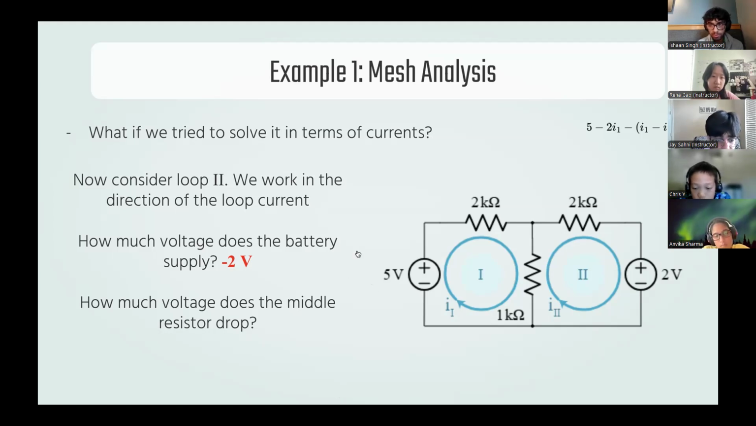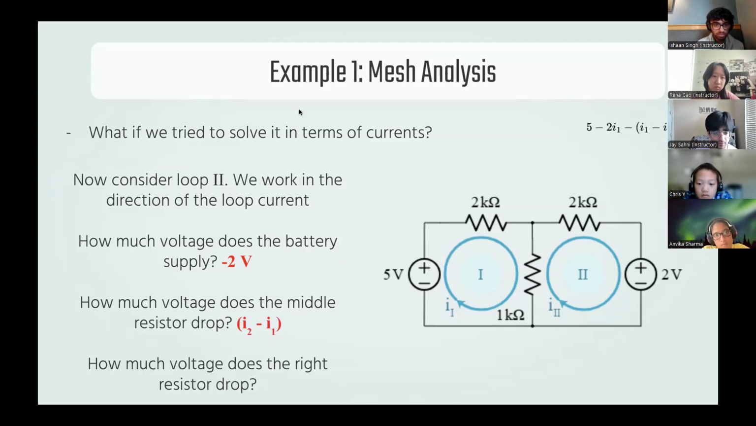Okay. I'm seeing answers in chat. That's good. You can go to the next slide. In that case, it's I2 minus I1 times whatever resistance, and then the voltage drop across the right resistor. I think all of this should be pretty easy for you guys.